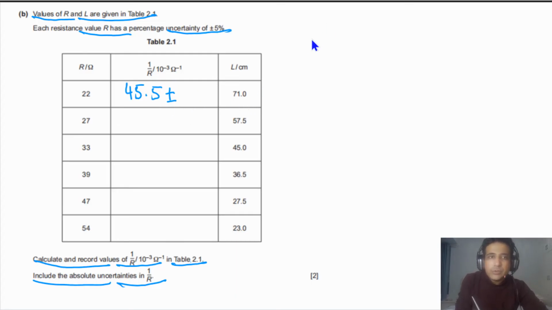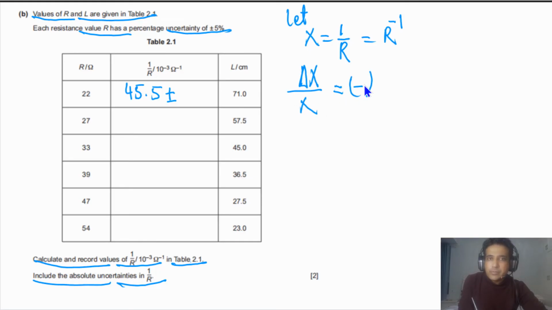In this case, simply you can say let x is equal to 1 over R. And so from here we can write down x also is equal to R to the power of minus 1. So if we write down the percentage uncertainty in x, we can say this is delta x by x. So here we will get, this is minus 1, means the power 1 in front of this, and here you will have delta R by R. So this is the fractional uncertainty. But if we convert this one into percentage uncertainty, we have to multiply this one with 100.